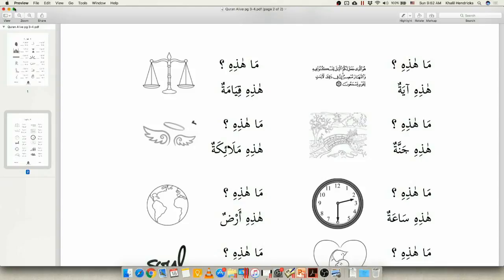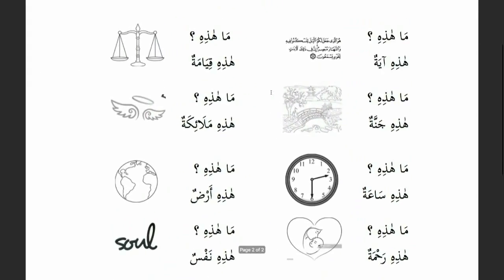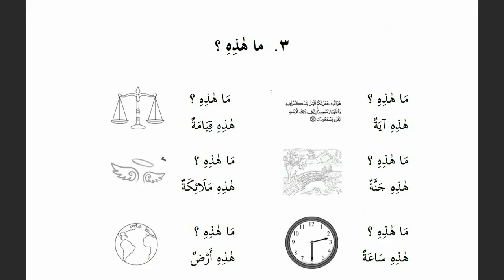I want no English, no writing on the page, please. I want it in this nice, pristine condition. No writing, no marks, nothing. You must memorize the words, inshallah.